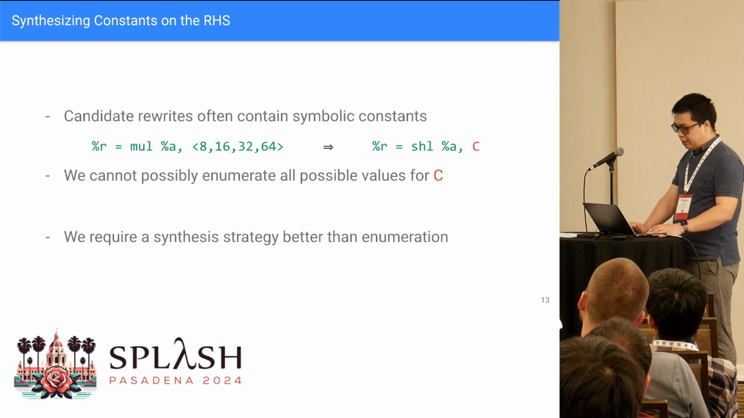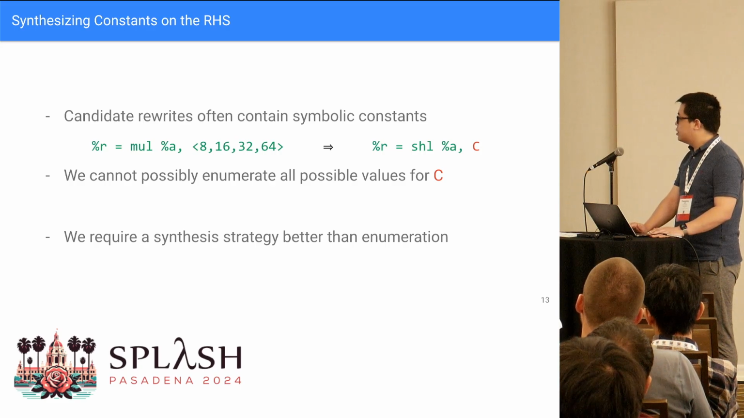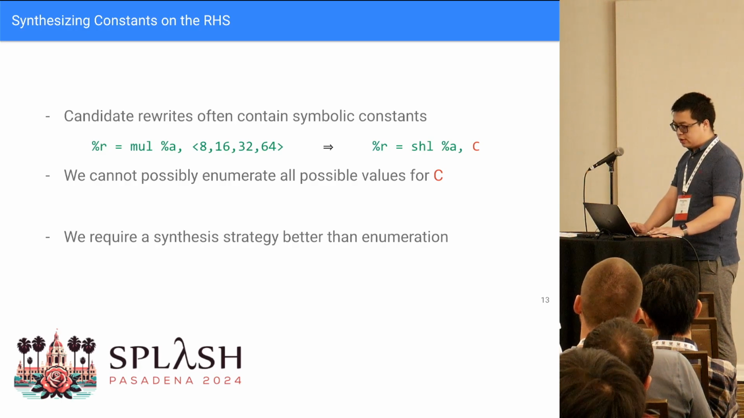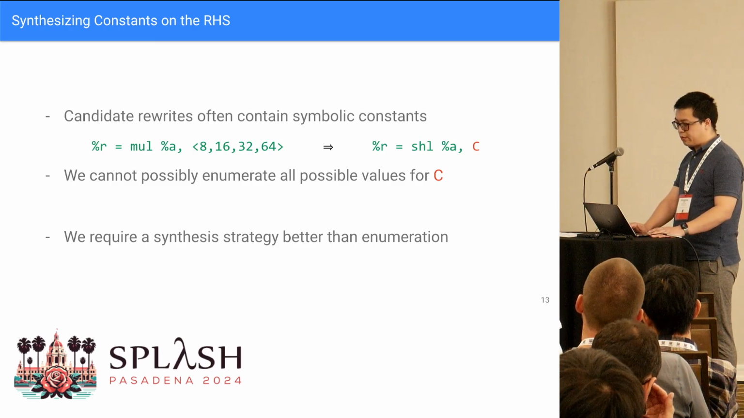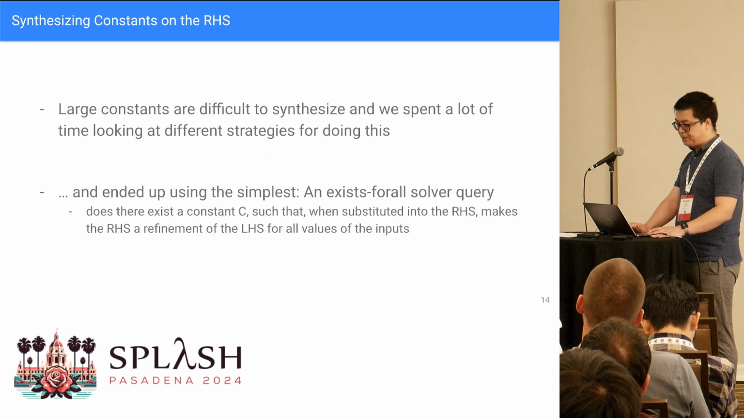So should we explicitly enumerate all possible values for that constant? That might be too slow. And in our work, we relied on SMT solving again to synthesize those immediate constants in the right-hand side.